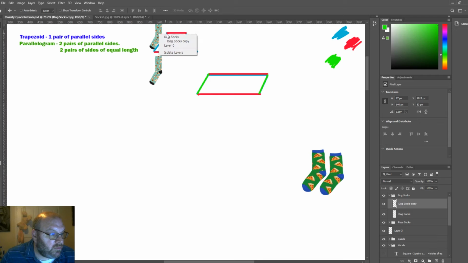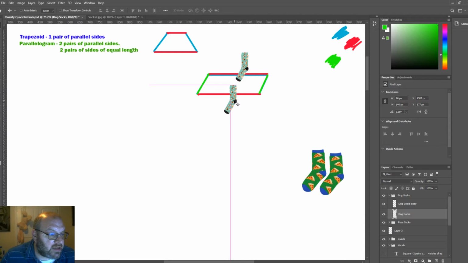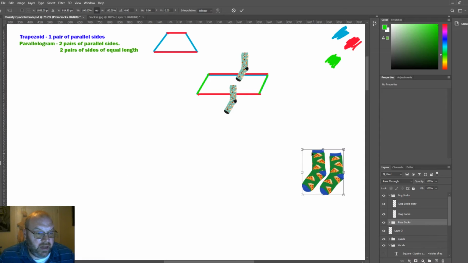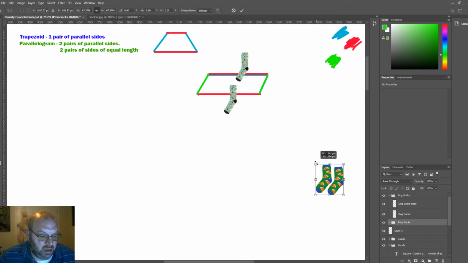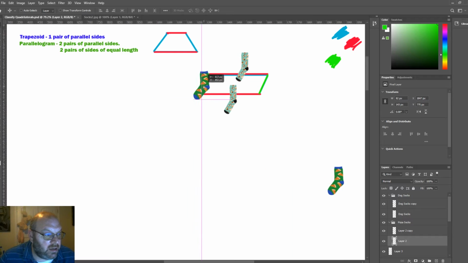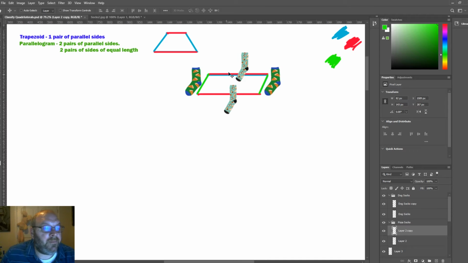So, dog socks. That's one pair of sides, or one pair of socks, right? Let me make these a little smaller. We got our pizza socks. That's one pair. There we go. So there's one pair of socks. This is two pairs of socks. So how many pairs of socks do we have here? We got two pairs of socks, right? Or we have two pairs of parallel sides. Okay? Do you see that?